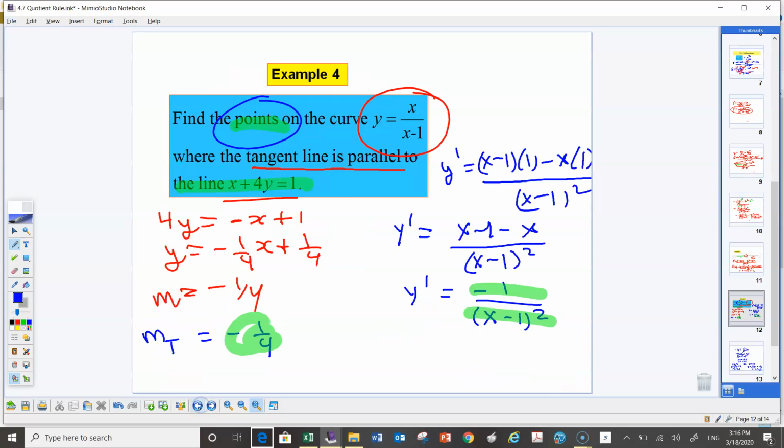So again, similar questions. Remember, the derivative represents the slope of the tangent line. If they give you the slope, you equate those two things and you solve for your x coordinate. Plug them back into the original function to find y.